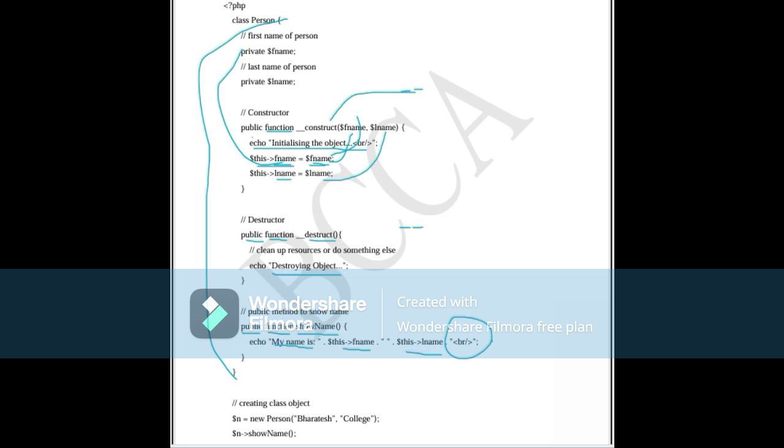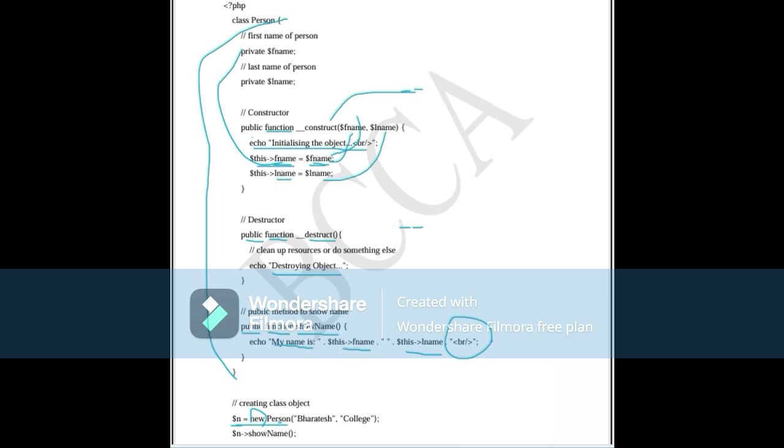Now outside this class, what are we doing? We are creating an object. How do we create an object? We say $n is equal to new person. We are using the new keyword, and the new keyword is used to create an object. We are creating an object of which class? We are creating an object of the class person. What is the name of our object? The name of our object is $n.